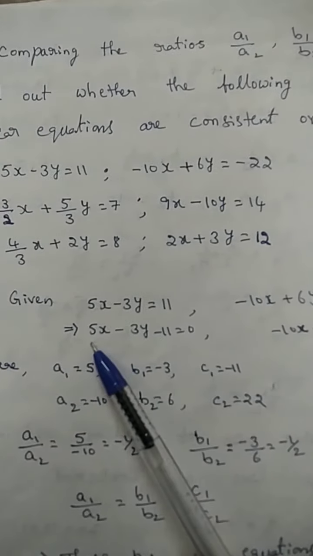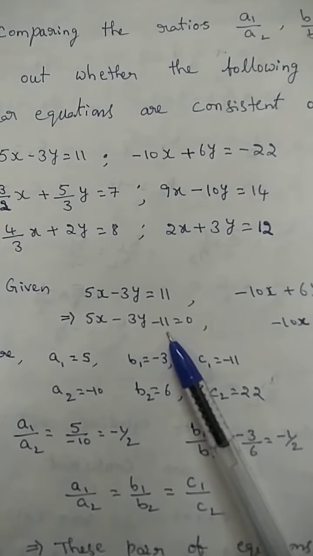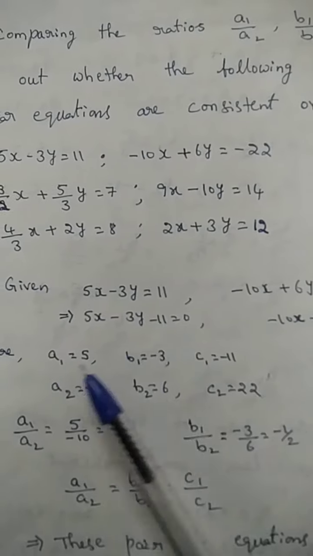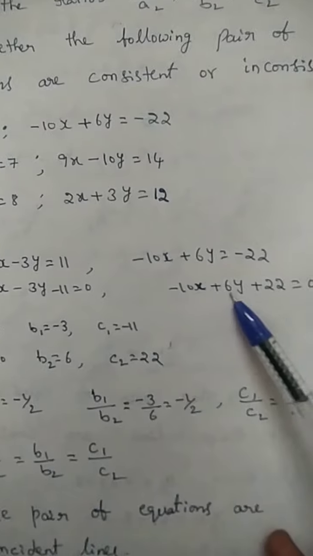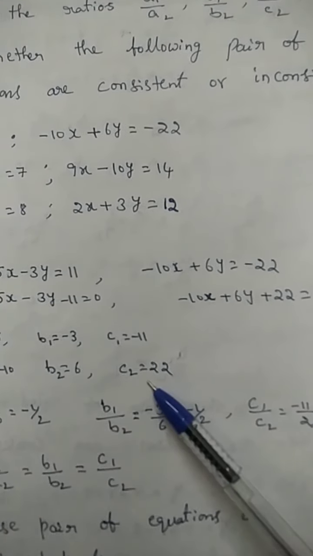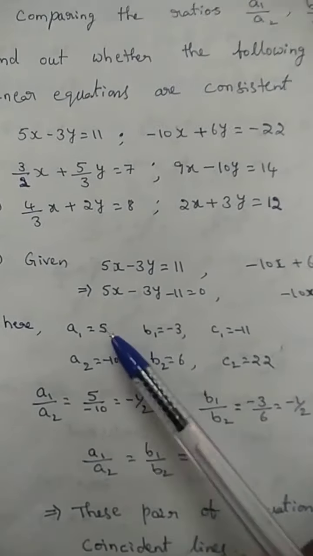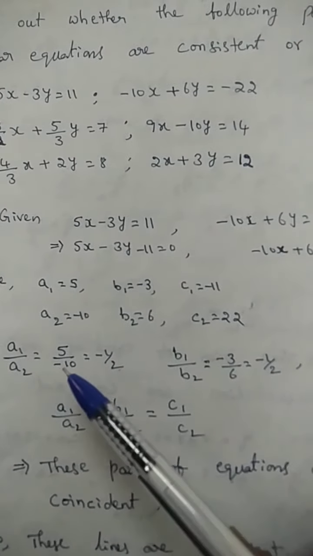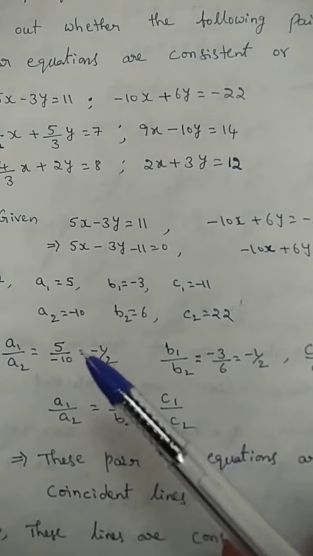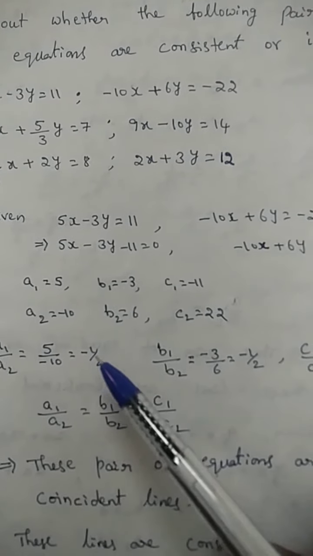Now we can compare these equations with the general pair of linear equations. Then a1 is equal to 5, b1 is equal to minus 3, c1 is equal to minus 11. Similarly, a2 is minus 10, b2 is 6, c2 is 22. Comparing the ratios, a1 by a2 is equal to 5 by minus 10, which is equal to minus 1 by 2. If either the numerator or the denominator is negative, the whole fraction is negative, so it is minus 1 by 2.